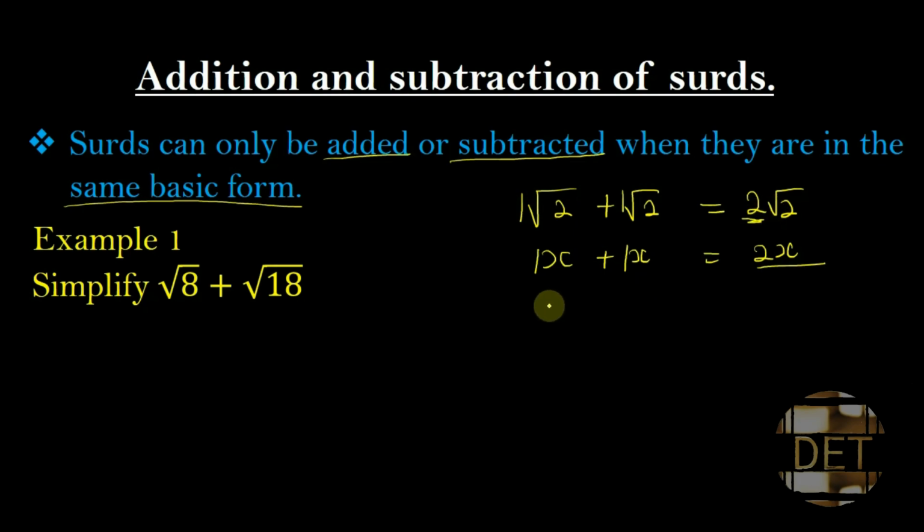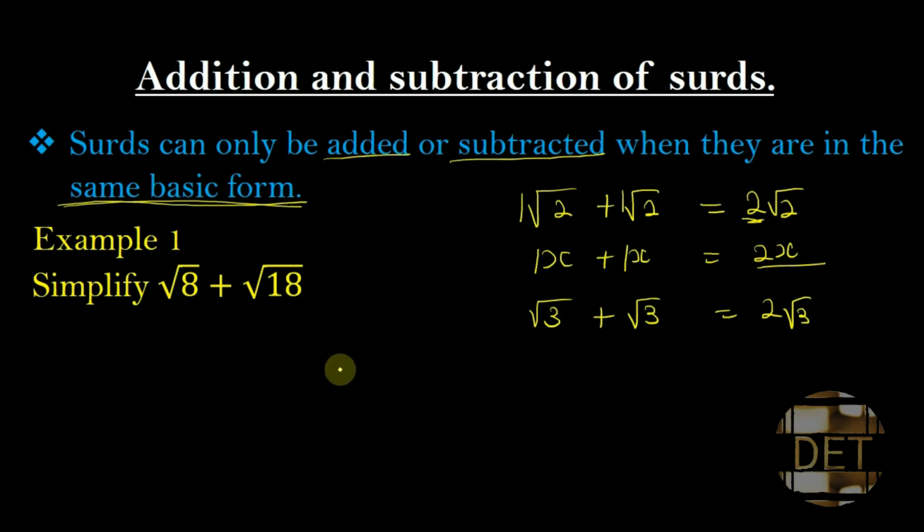If I have an expression like root 3 plus root 3, this is 1 root 3, this is another 1 root 3. So root 3 plus root 3 will be equal to 2 root 3. The idea here is that surds can only be added or subtracted when they are in the same basic form.